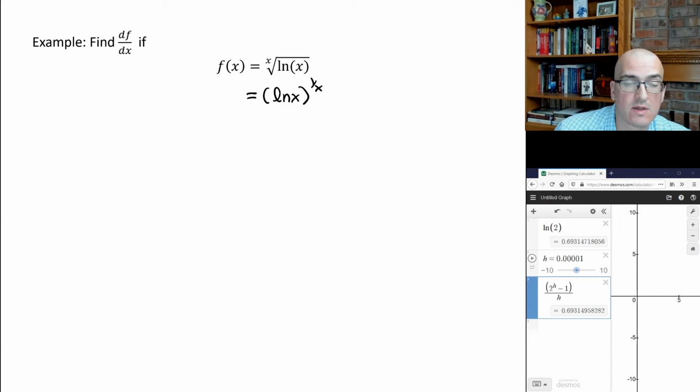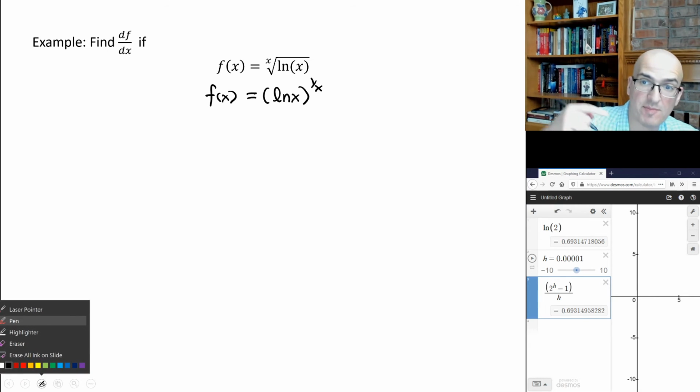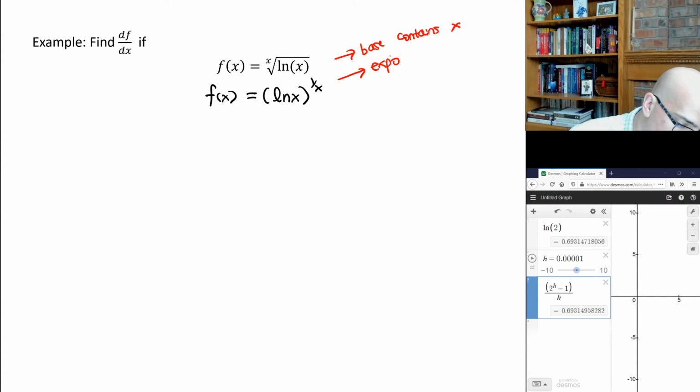That's a new one. All right, so that's not the derivative, that's f of x. It has a power and it has a base, and both of them contain x. So it's going to be a logarithmic differentiation. Base contains x, exponent contains x, must use log diff.